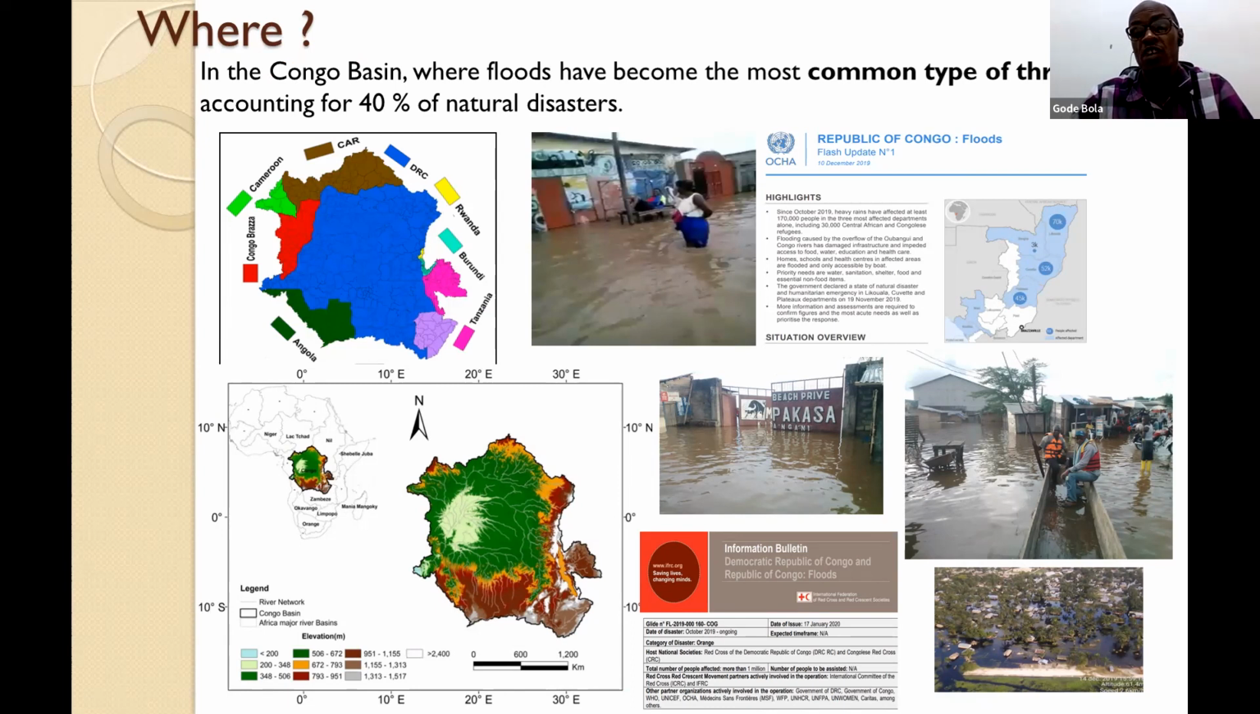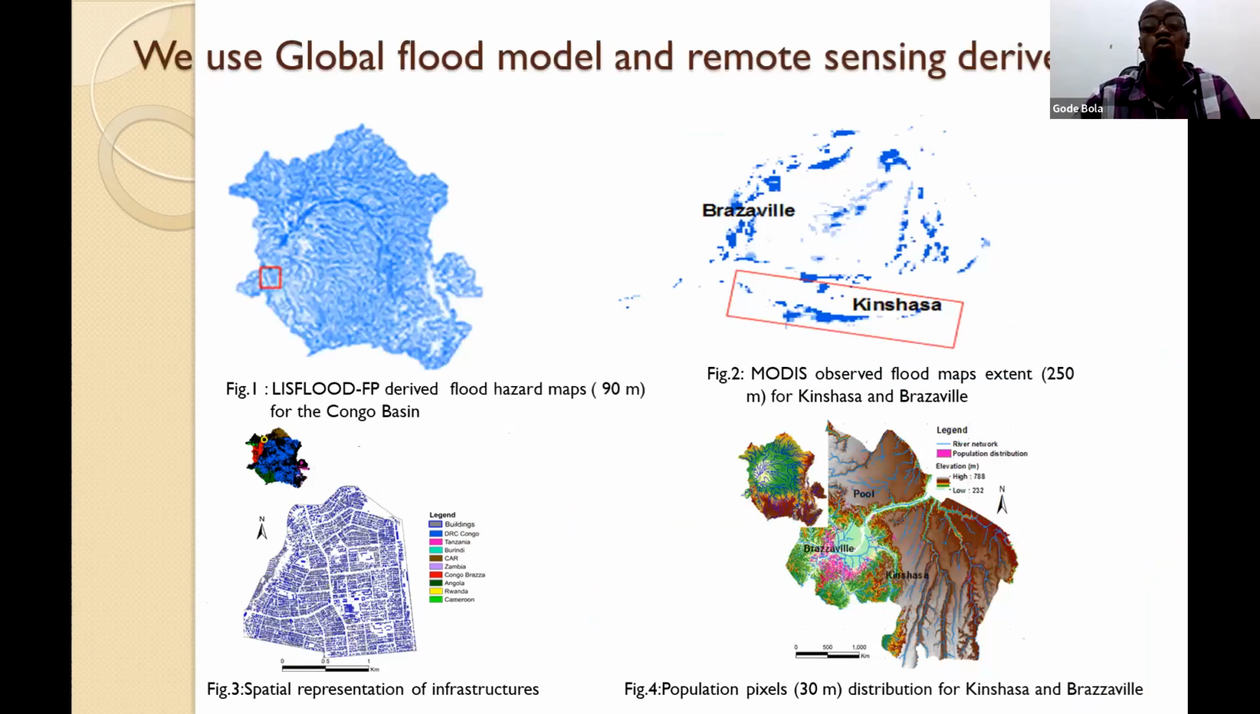And the idea was to try to work on the flood risk, but the challenge was how we could find the flood risk in the Congo Basin. Why? Because most of the fine data found in the market was costly, and we needed to find open access data that can be used to solve the problem of flood risk in the Congo Basin.